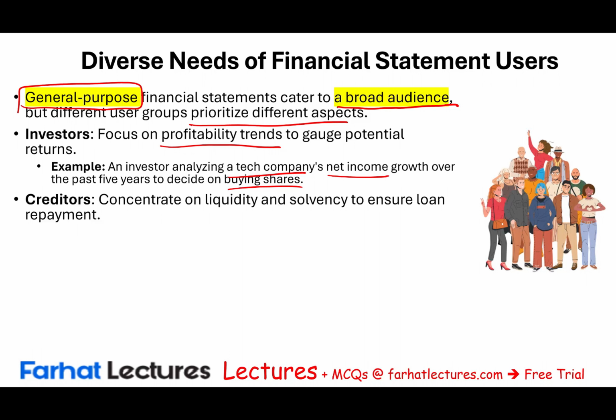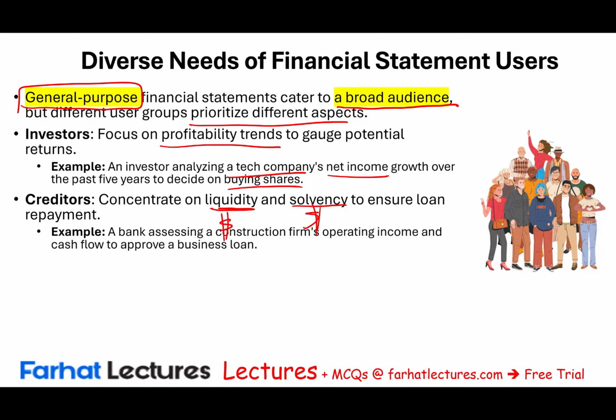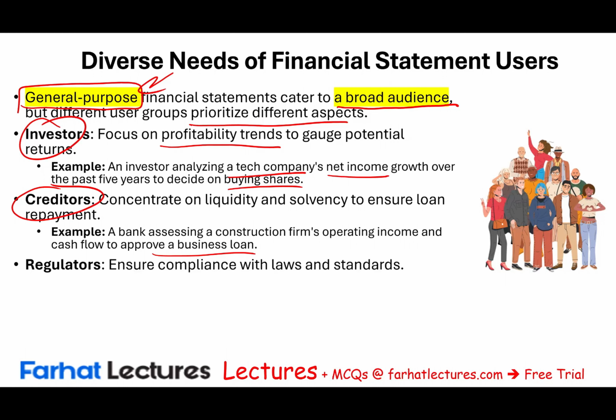Creditors, they don't care about income. They want to look at your liquidity. Do you have enough money, and are you going to survive, solvency, to pay them back the loan and the interest? That's all they care about. If you break even or make a small loss, they really don't care. All they care about is, do you have enough cash in your bank account, and are you going to survive as a company? Solvency and liquidity. So a bank assesses a construction firm's operating income and cash flow to approve a business loan. All they care about is, can you survive? Can you make enough cash so you pay us? We don't care about your stock price. That's not our concern. Again, the point is both groups are using the same financial statement, but each one is analyzing the company from a different perspective.